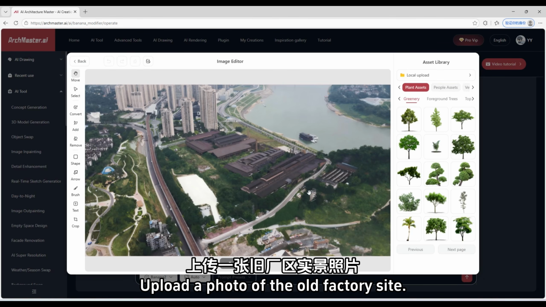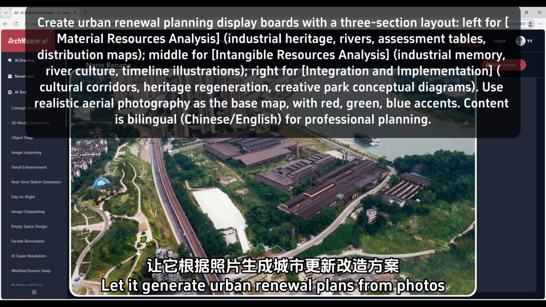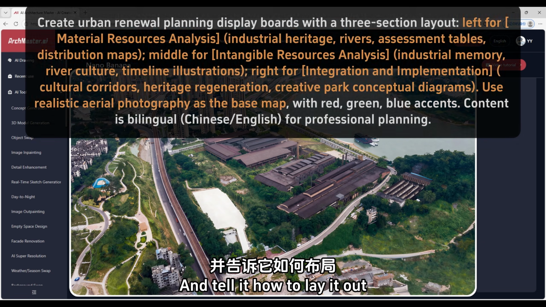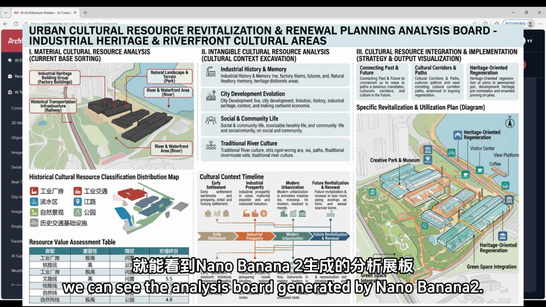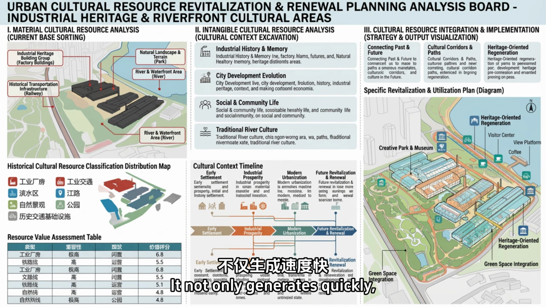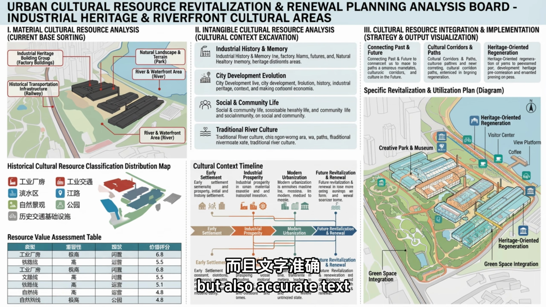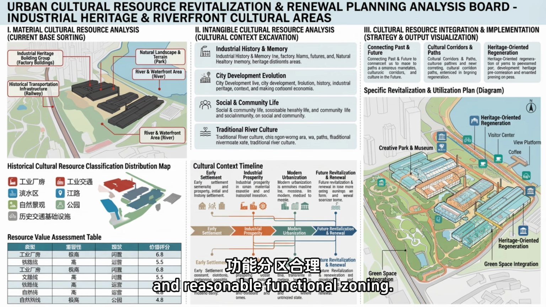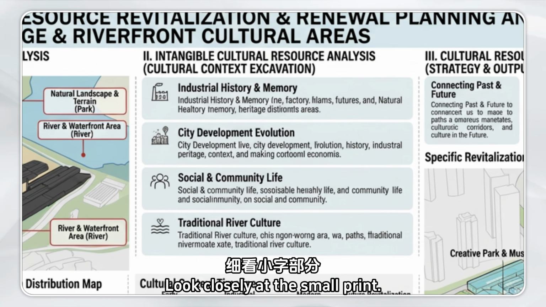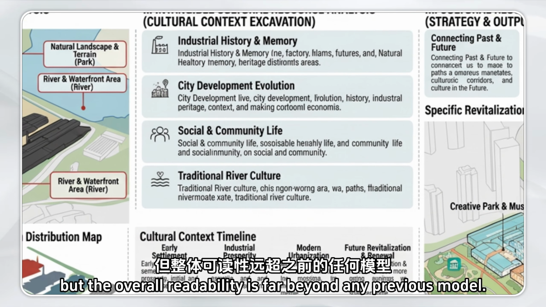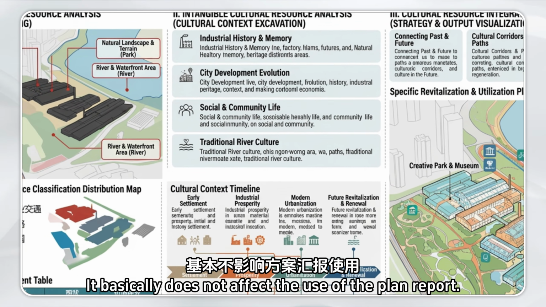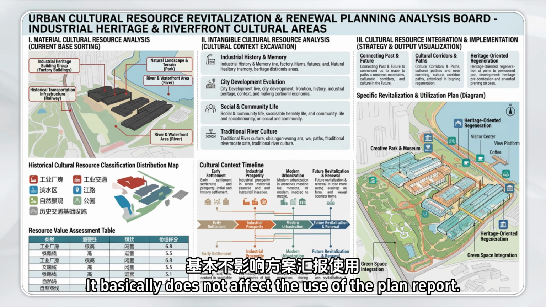Upload a photo of the old factory site. Let it generate urban renewal plans from photos, and tell it how to lay it out. We can see the analysis board generated by Nano Banana 2. It not only generates quickly, but also has accurate text and reasonable functional zoning. Look closely at the small print. There are indeed some imperfect strokes, but the overall readability is far beyond any previous model. It basically does not affect the use of the plan report.